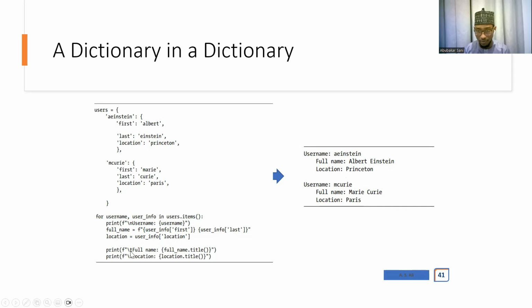You want to make sure the full name is well formatted. So when we are printing, we make sure we format it to title case, and the location also formatted using the title before we print them out. So we assign them first as variables, then we print them out after formatting each one of them. And we got a very nicely printed output.